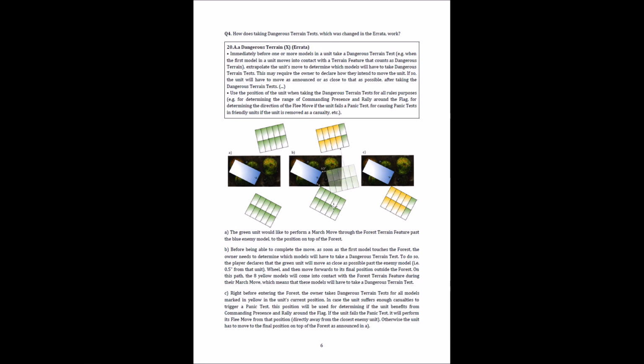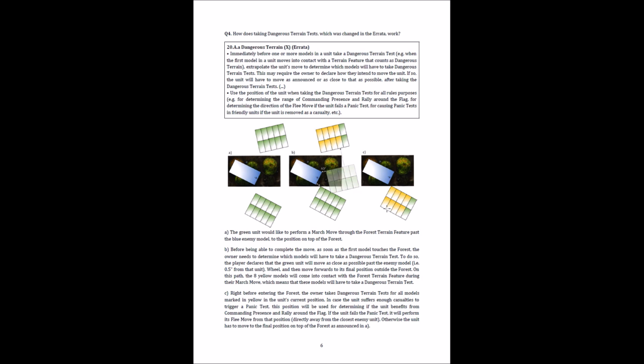So the green unit in picture A, the green unit here on the bottom, wants to get to this position up here. You demonstrate your move to show that only 8 of them are going to go through the terrain to get where you need to be. As soon as you get to this point where you first touch the terrain, you take your 8 dangerous terrain checks. And this is the way I interpreted it. In this case, you flee from this point.